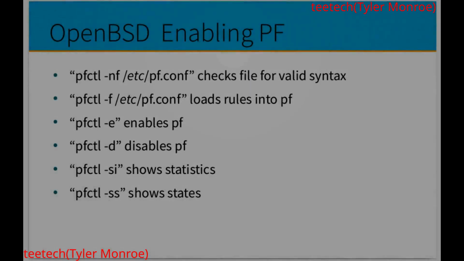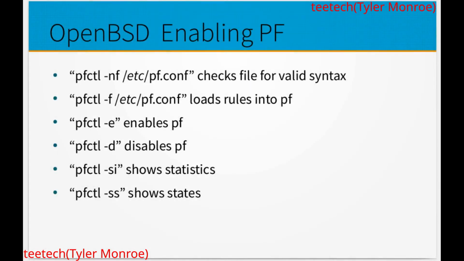Okay, I decided before we go into the lab, it would be good to talk about some commands about enabling PF. So the main one that is important is pfctl -nf, and then you specify the config file location, so /etc/pf.conf in this case. And that checks the file for valid syntax. So it makes sure that we didn't make any errors. If we do, it just tells you that, and you can go in and fix the error.